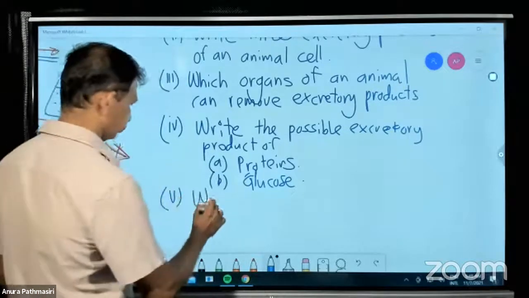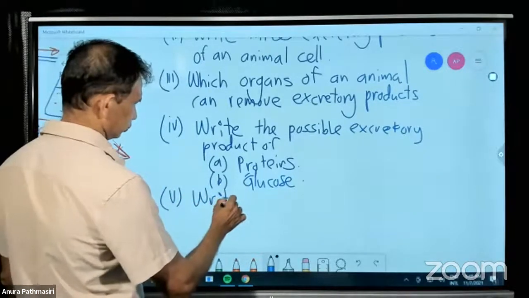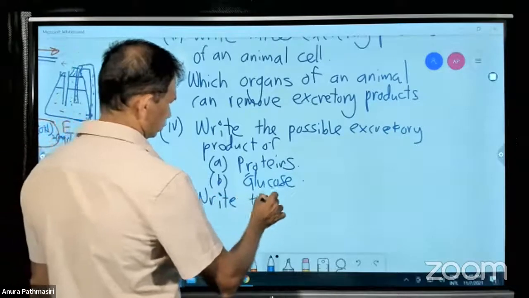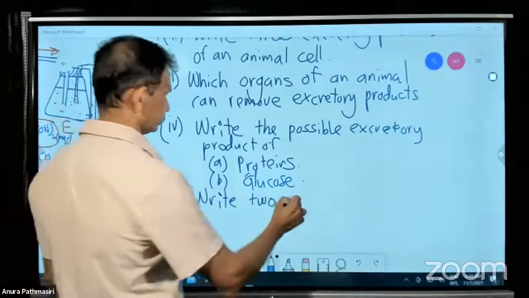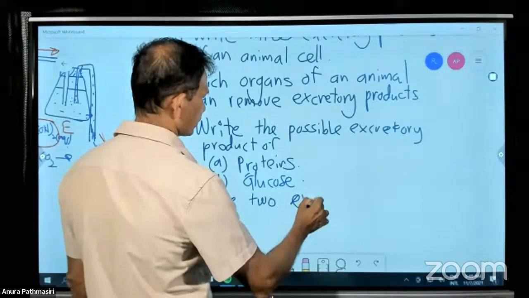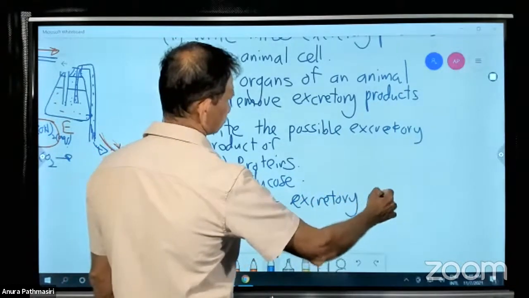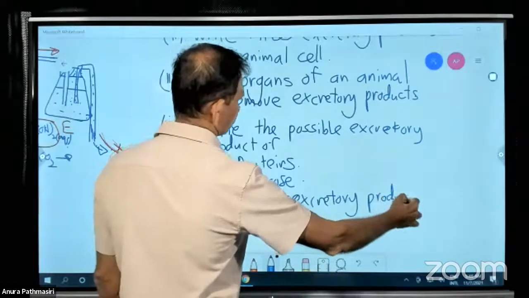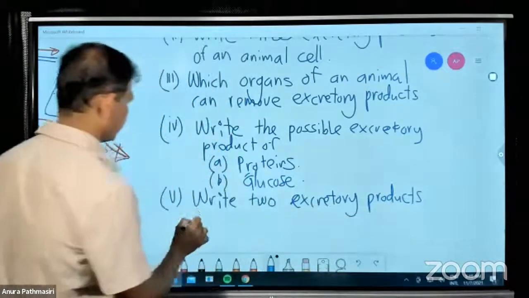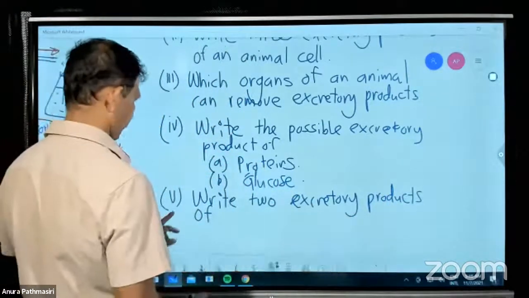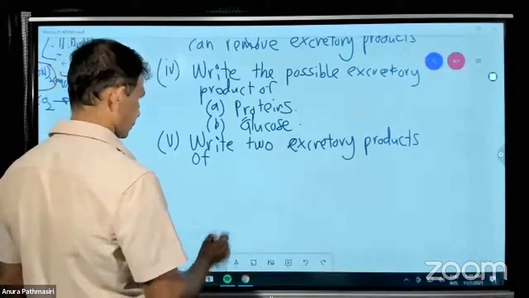Right. Two excretory products of plants.